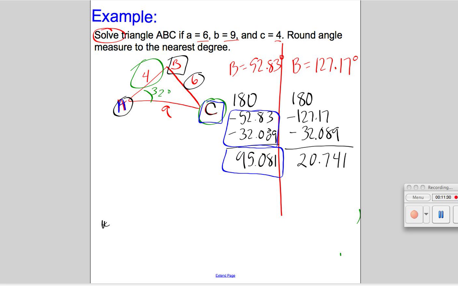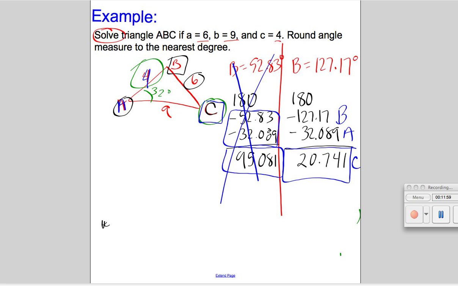Is C the largest angle? Of course not, because 4 is the shortest side. So this is the wrong solution. The correct solution is here, 20.741. So the correct solution for angles A, B, and C are, this is angle A, this is angle B, and this is angle C, because it fits with who's the largest and who's the smallest.